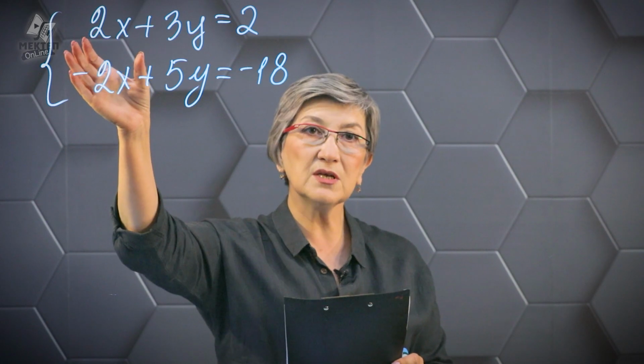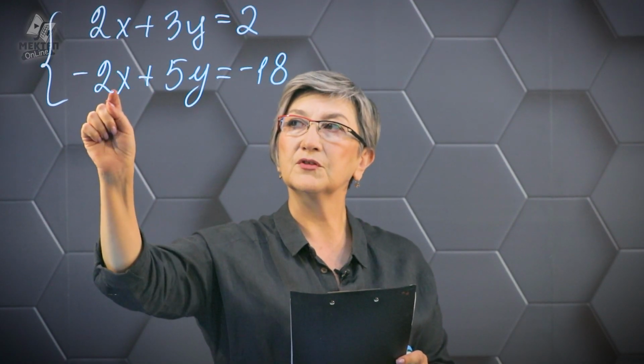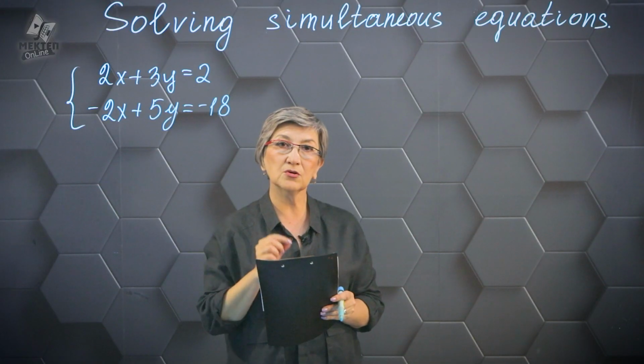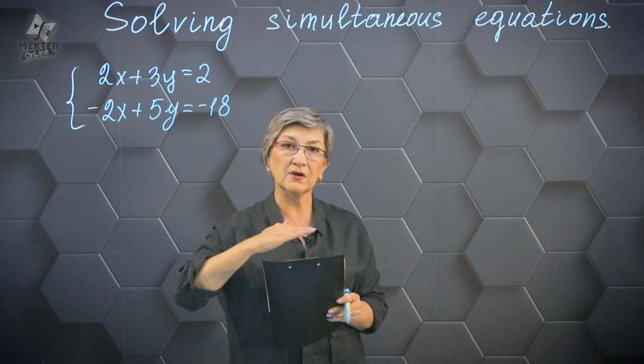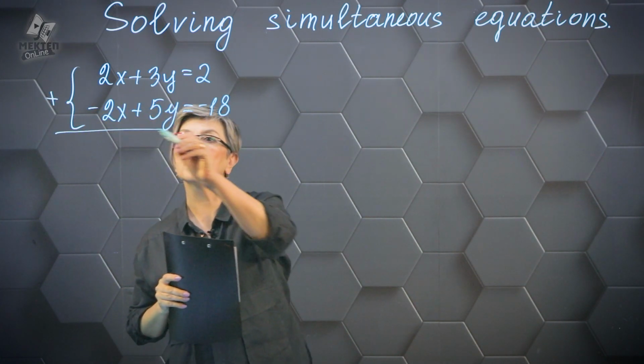Why do I choose the addition method? I saw that in the first equation and in the second equation I have a variable x with a coefficient of 2, and in the second equation, minus 2. And that gives me the right to add these two equations together. Let's add these equations together.